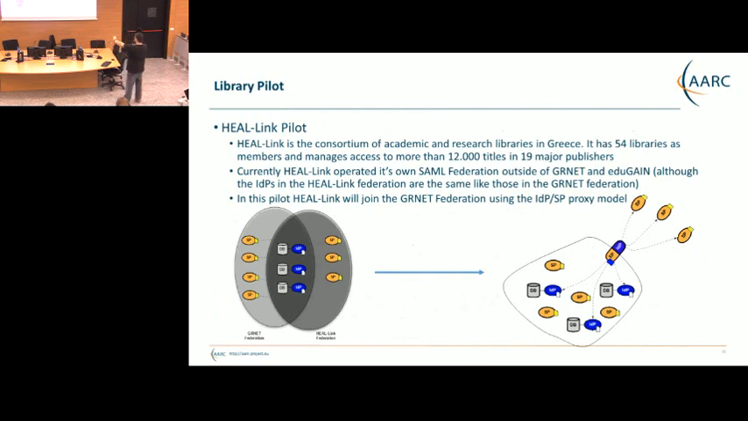So with this pilot, what we want to do is investigate the solution, as I said, of having the library consortium join the federation in a proper way as a service provider, hiding the complexity of the management of publishers behind an SP-IDP proxy model. This element, this SP-IDP proxy, will be managed by GRNet and offered to them as a service. On top of that, they can build their own service portfolio for their customers within the library space.